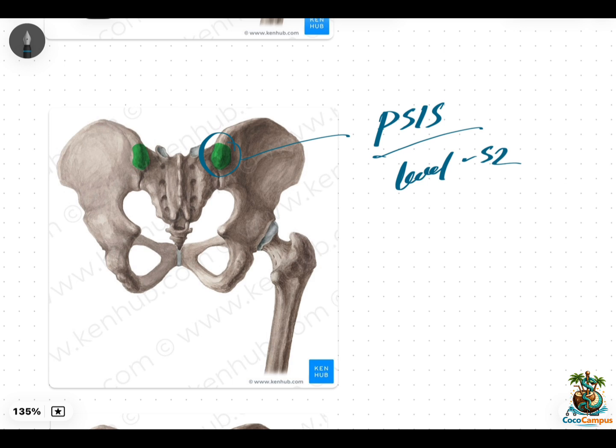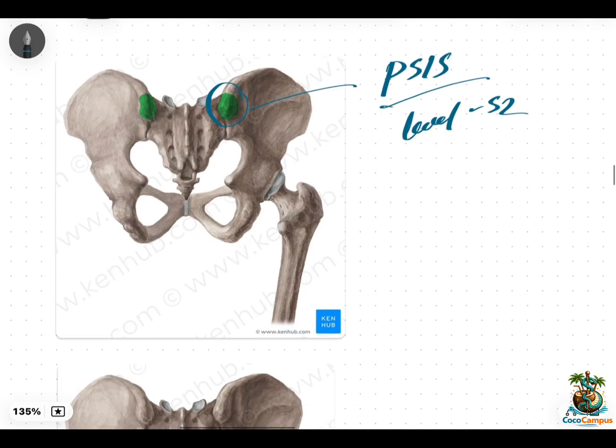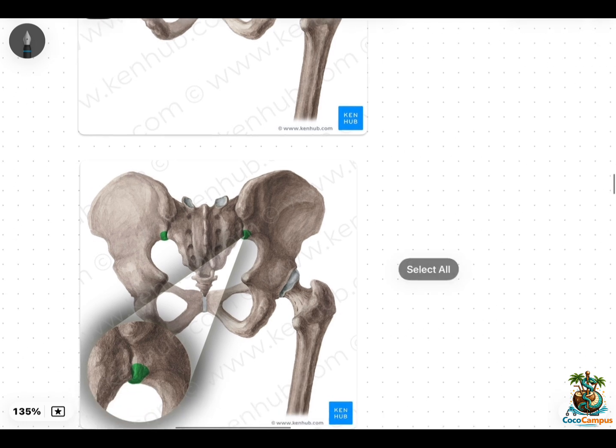Next, we have PIIS, posterior inferior iliac spine. Very simple anatomy. It's inferior to the PSIS. What makes it high yield is that it marks the superior boundary of the greater sciatic notch.